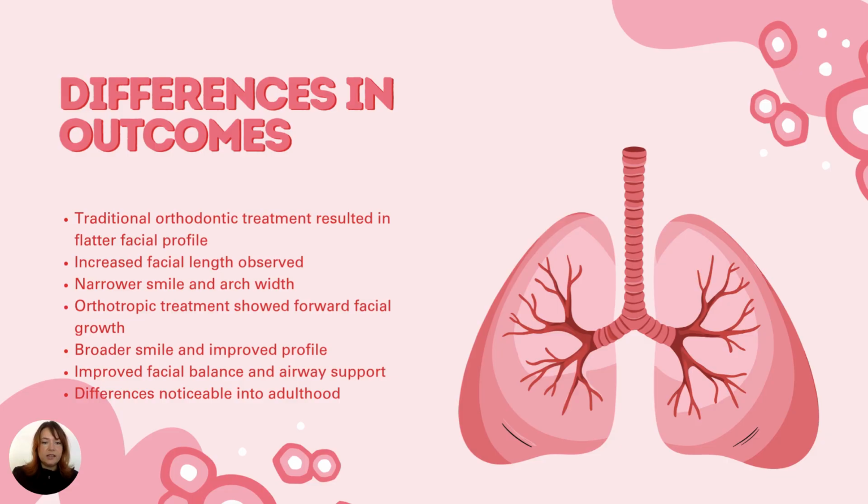So the differences in the outcomes. The traditional orthodontic treatment resulted in a flatter facial profile, right here, narrow smile and arch width. The orthotropic treatment showed forward facial growth, broader smile and improved facial profile, improved facial balance and airway support, and the differences are noticeable into adulthood.